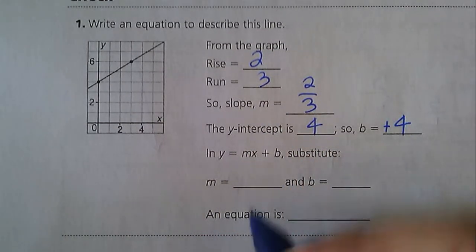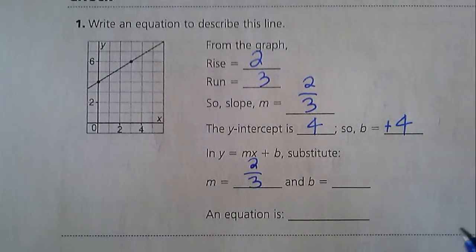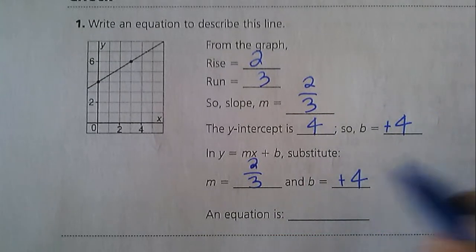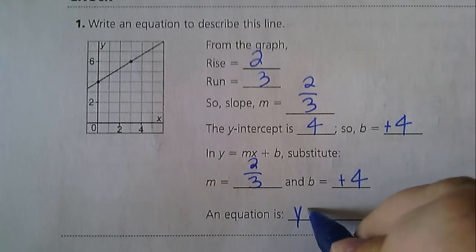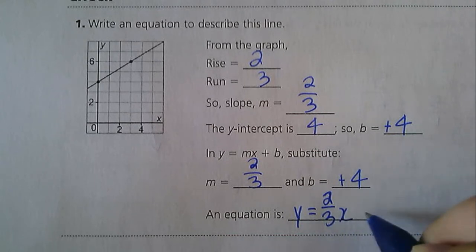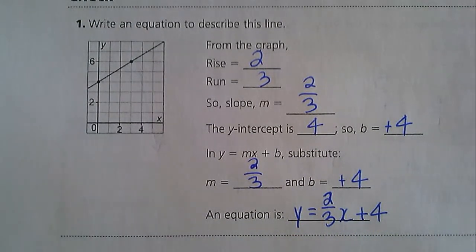So my m again was 2/3. My b value, or my y-intercept, was a positive 4. So let's put it into y-intercept form. Y equals 2/3x plus 4. Awesome.